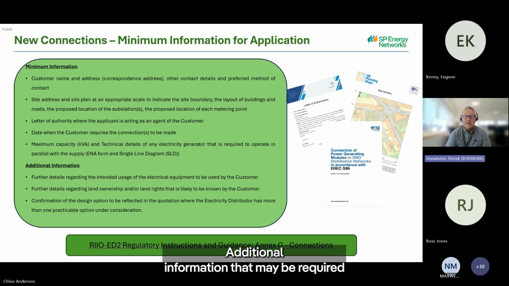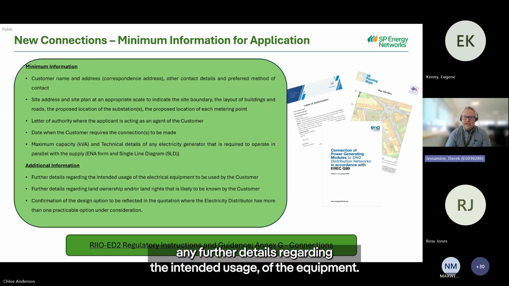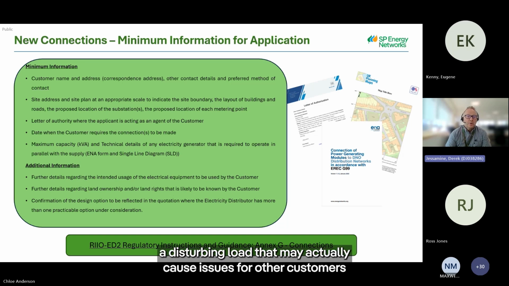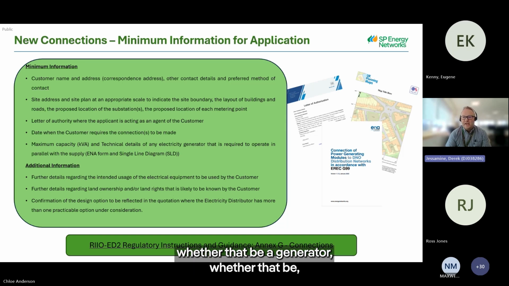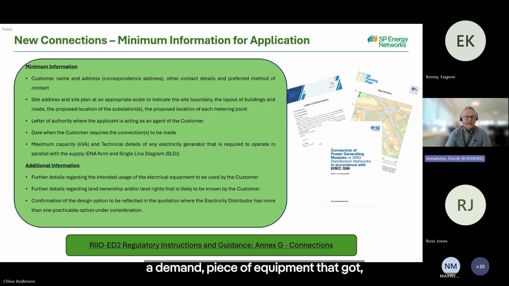Additional information that may be required during the course of the quotation includes any further details regarding the intended usage of the equipment. If there's anything that might potentially be seen as a disturbing load that may cause issues for other customers on the network, these kinds of things are important, whether that be a generator or a demand piece of equipment that has significant implications.